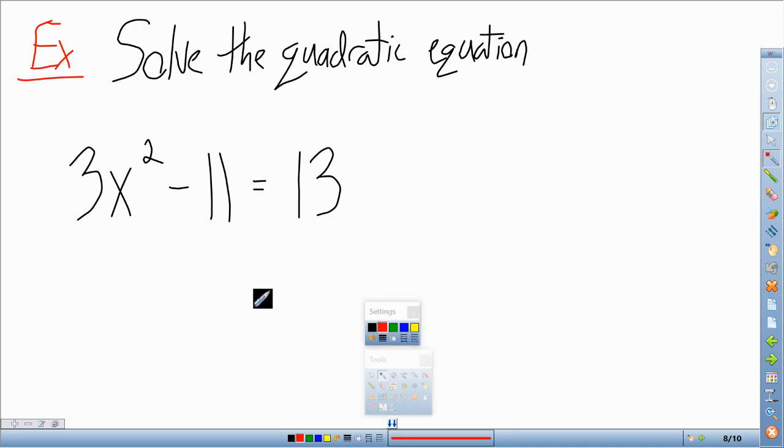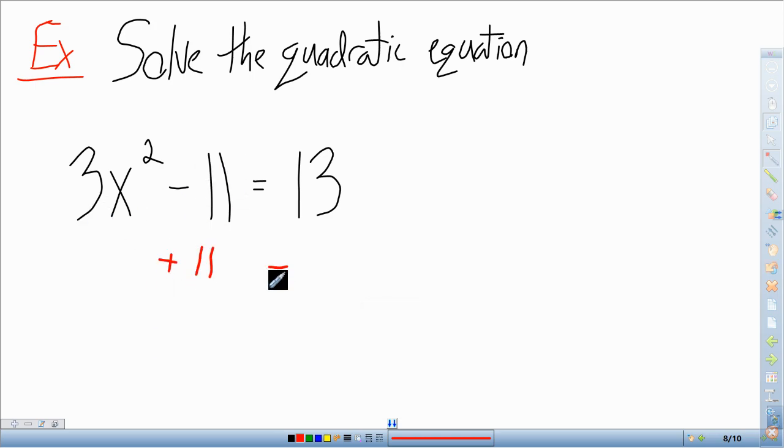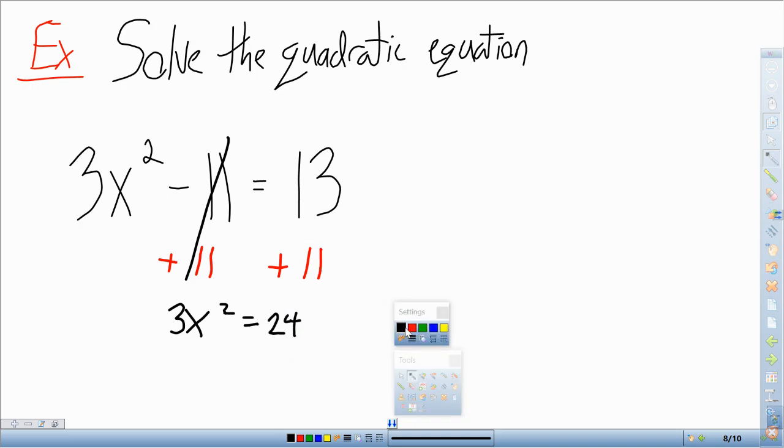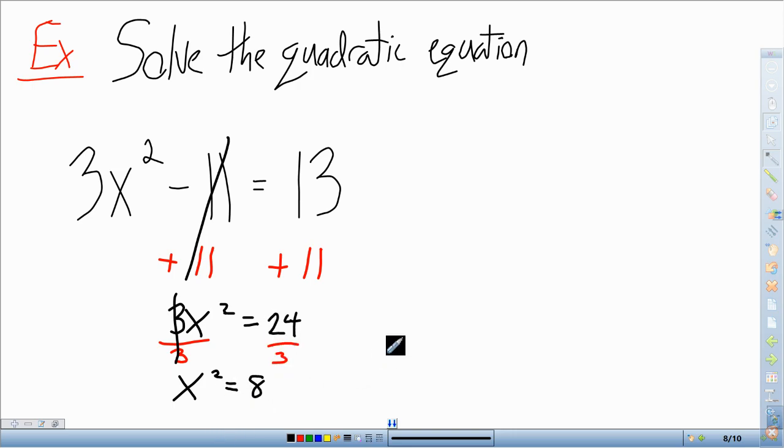Let's see what happens on this thing. Copy it. All right, so solving for x, I'm going to add 11 to both sides. Getting 3x squared equals, what is this, 24? From here, getting rid of 3, dividing both sides. Getting x squared equals, this actually divides evenly, right? We're getting a nice clean 8 on this.